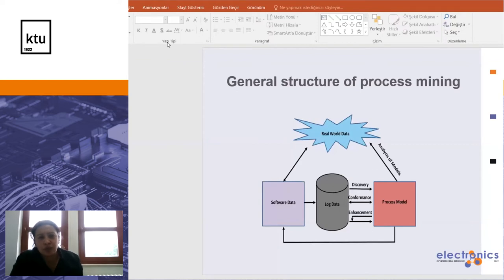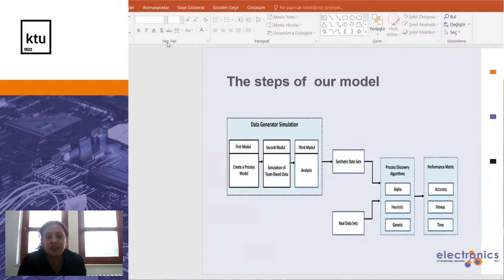In the figure, the process mining general structure: each process in the real world is kept in event logs as a sequence of events by means of a software system. Thereafter, information in such event logs is analyzed by discovery, fitness check, and modeling with improvement, which are stages of process mining. And the steps of our model.